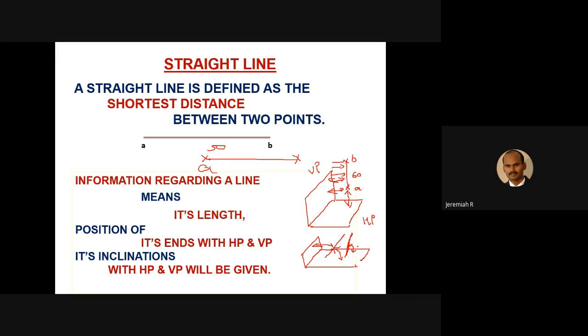So if you want to solve a problem based on a line, you need the length of the line, the end distances from HP and VP, and how much inclination, either with respect to HP or with respect to VP. That data is required. Otherwise, you are not able to solve the problem.